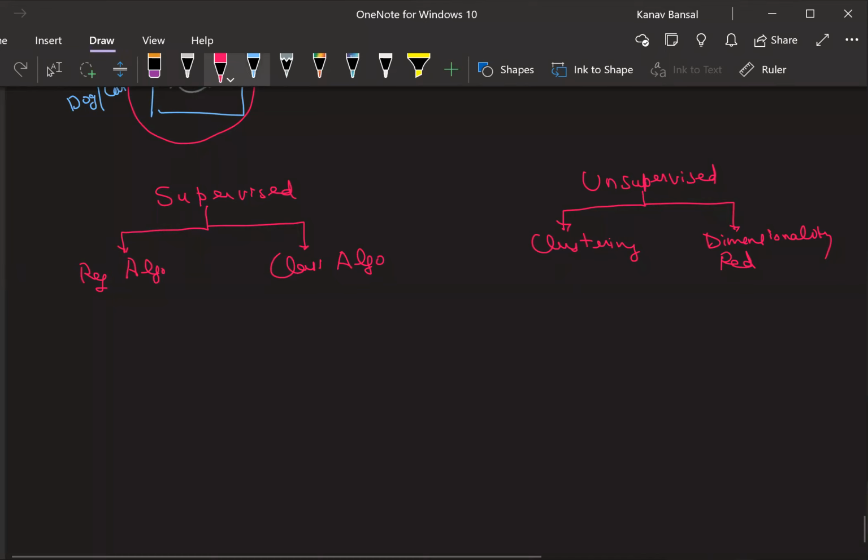In regression, we have some algorithms. Let me take some names of the algorithms. There is an algorithm called linear regression. In classification, there is an algorithm called logistic regression. We won't be talking about that in this session, Dheeraj.